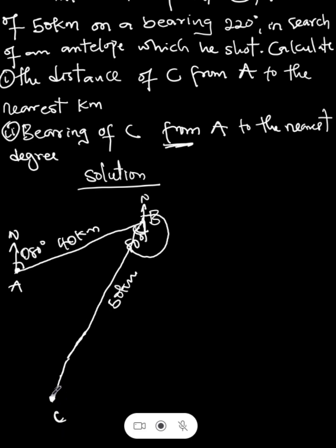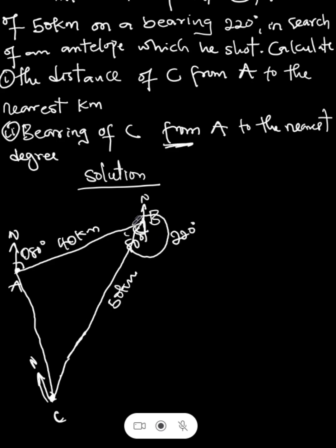Now, we're asked to find the distance of C from A, that is this part. So this is a triangle given. This is our point C, with its north line. From this point to this point is 80 degrees, and we need to find from this point to this point. So this is 220 degrees, and from this point to this point is 80 degrees.